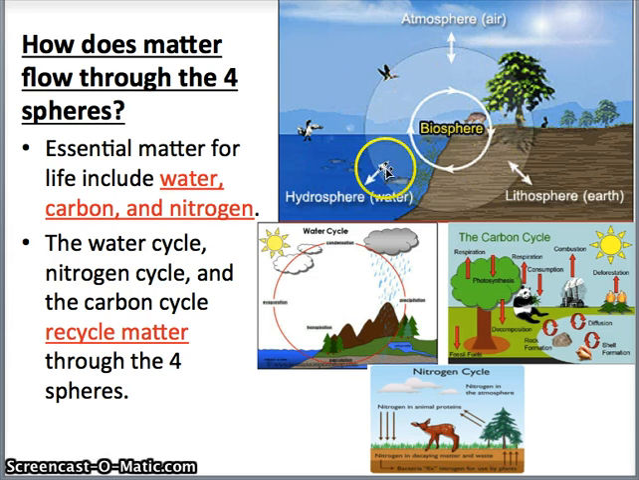Among this interconnectedness, we have three cycles that we have talked about in the last unit. And you know that water is cycling through, we call that the water cycle, and that's a form of matter. Carbon is also cycling through these four systems, and nitrogen is as well. So matter is always being recycled and reused through the systems, through these cycles. And that's how matter is recycled through the four spheres.